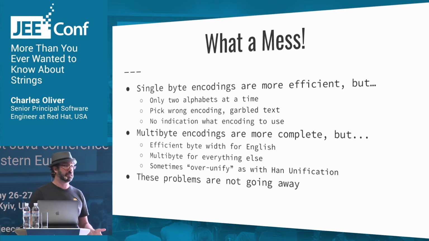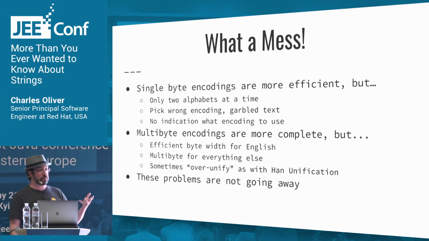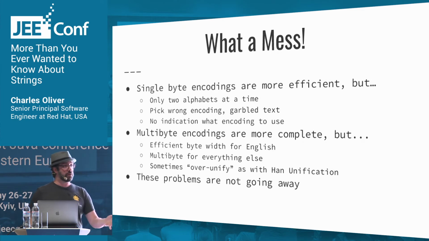So what a mess this is. We have to deal with all these single-byte encodings. Single-byte encodings are much more efficient, the most efficient way to represent any language that has an alphabet that can fit into 1 byte, but we can only do 1 or 2 alphabets at a time. If we pick the wrong encoding, we get bad text. And of course, we don't have any good indication which encoding to use. Multi-byte encodings solve some of those problems, but are not necessarily efficient for all character sets.